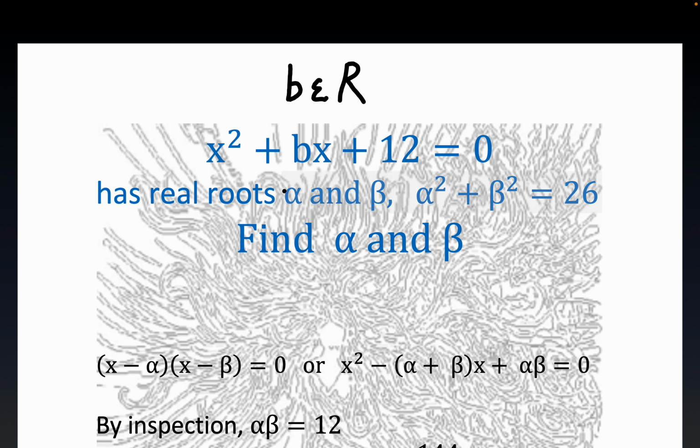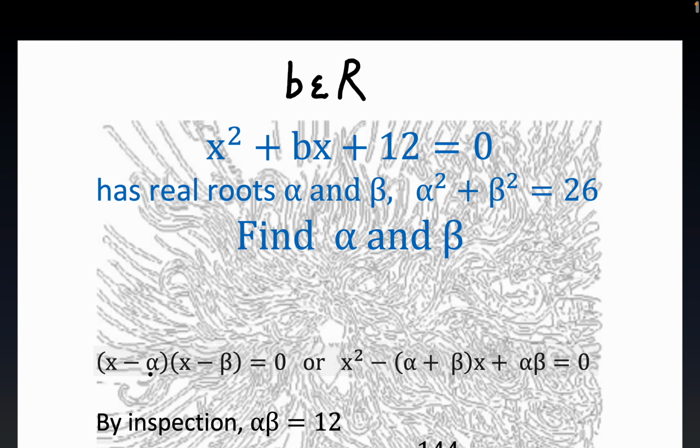We're given that alpha and beta are real roots. We're also given the sum of the squares of the two roots: alpha squared plus beta squared is equal to 26. And we're supposed to find the roots, sometimes called the zeros. What we do here is go with our given information.